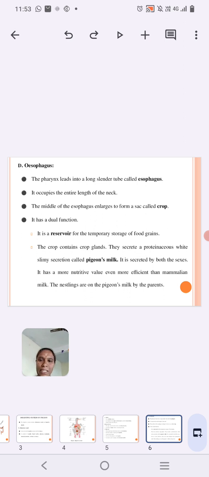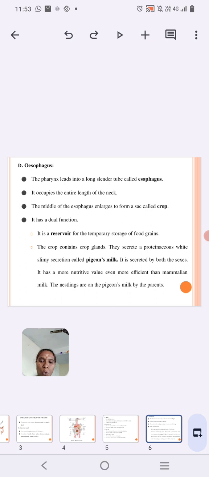The next part is the esophagus. The pharynx leads into a long slanted tube called the esophagus. It occupies the entire length of the neck. The middle of the esophagus is enlarged to form a sac called the crop.